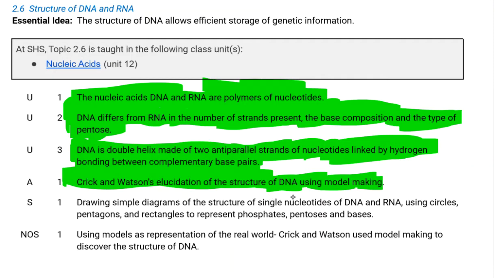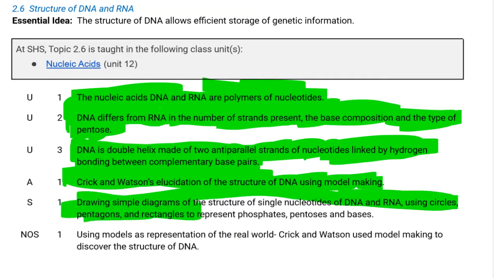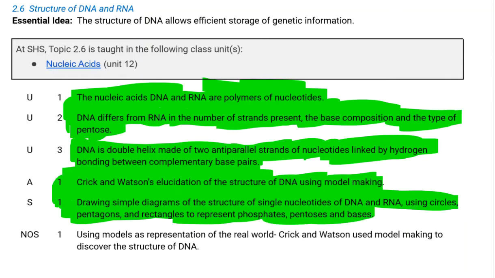Drawing simple diagrams of the structure of single nucleotides using circles. This is just being able to draw one. I'll make a video on this sometime soon, and if you leave a comment, it will remind me. There are different methods of drawing it, but generally you try to keep it as simple as possible, with the sugar being a pentagon, a circle for the phosphate group, and rectangles for the nitrogenous bases. The nitrogenous bases are adenine, thymine, cytosine.